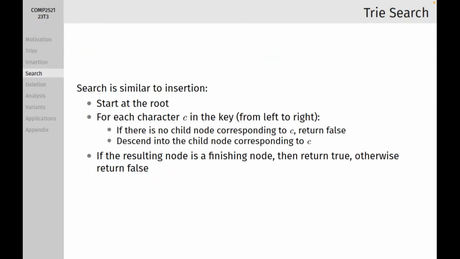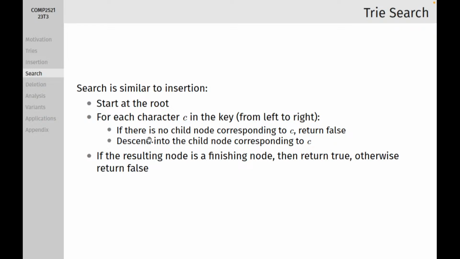Okay, so that's insertion. So how do we perform a search? Well, search is very similar. The only difference is that we're not creating any new nodes. We just want to check if there is a path in the trie corresponding to the letters in the key. So we start at the root, and for each character in the key from left to right, if there's no child node corresponding to the character, then that means the key doesn't exist in the trie, so we return false.